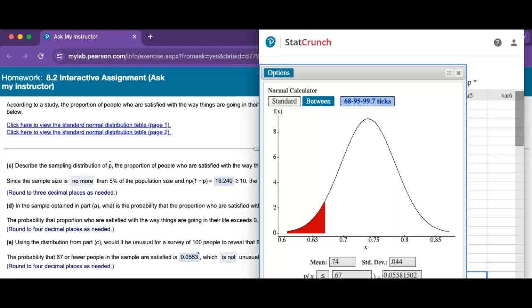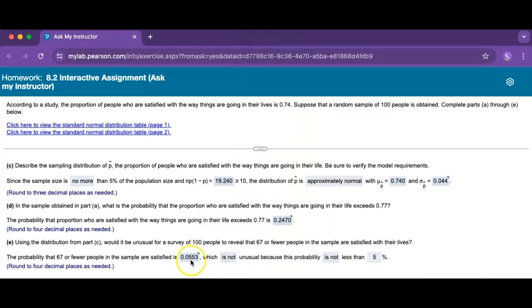So as we look at the answer here, what we notice is that this answer is greater than 0.05. So going back to our problem, it's not unusual because it's not less than 5%. It's only unusual if the value is less than 5%. I hope this helps.